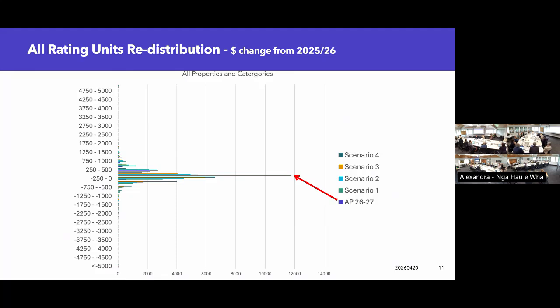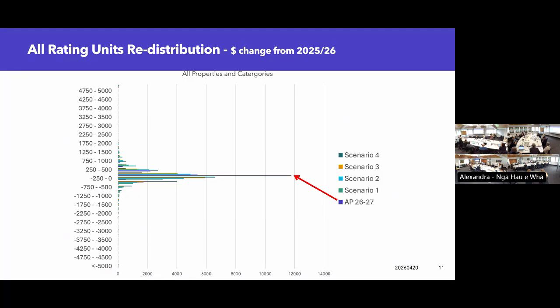So this is everything on here. And what I want to point out on this slide is the annual plan 26-27. It's this great big purple line going out there. If we didn't do a rates review, if the outcome of the rates review was to stay with the existing scenario, then most people, roughly 1,200 of 1,500 ratepayers, would be getting an increase in their rates of between $0 and $250. That's what that line represents.